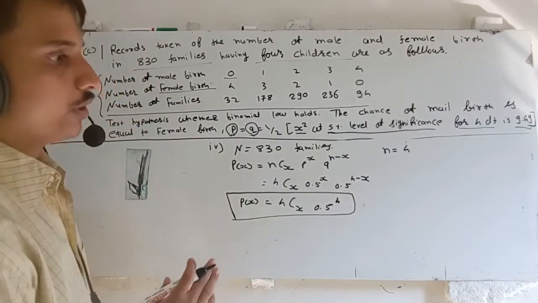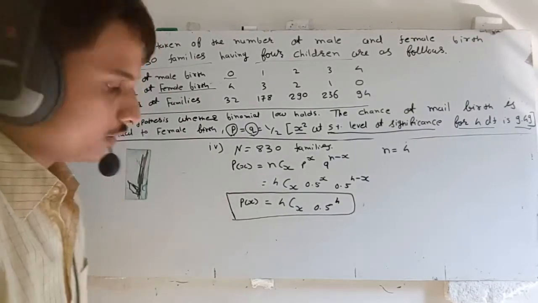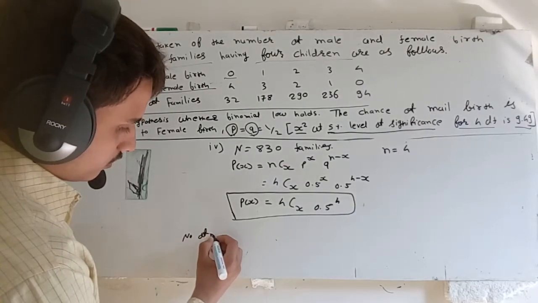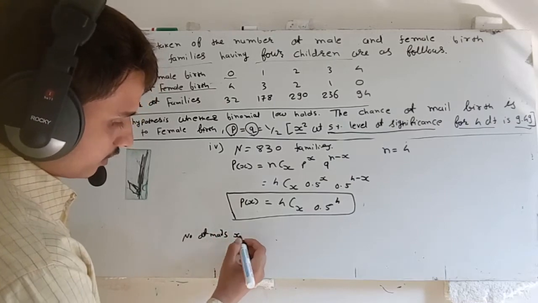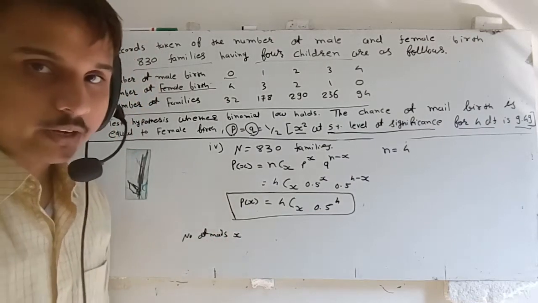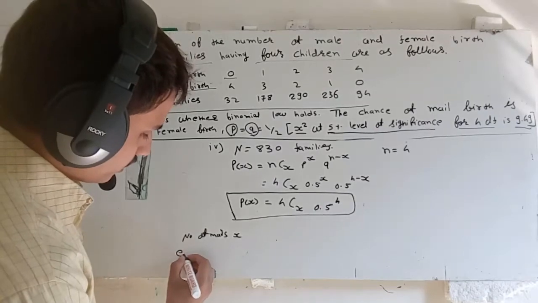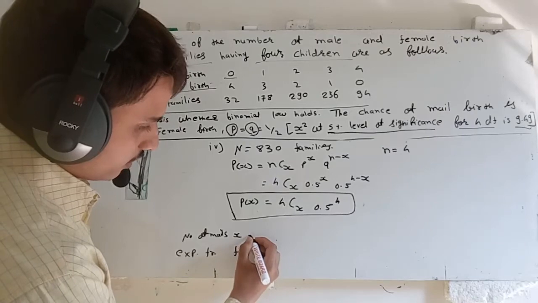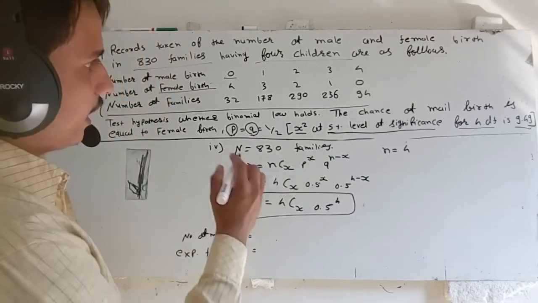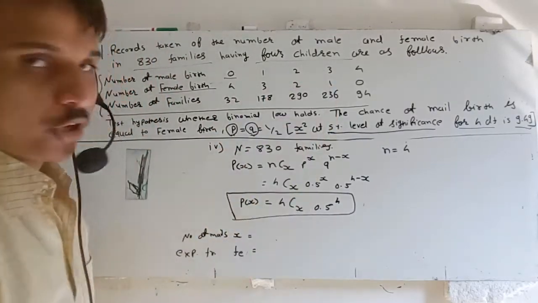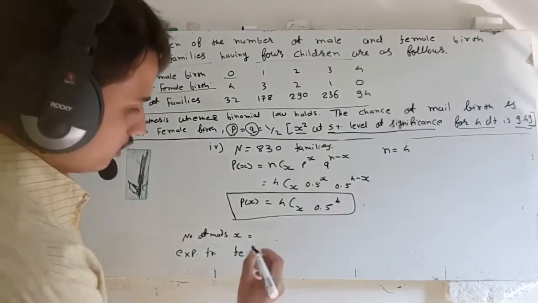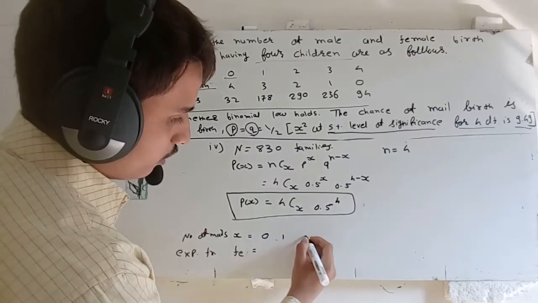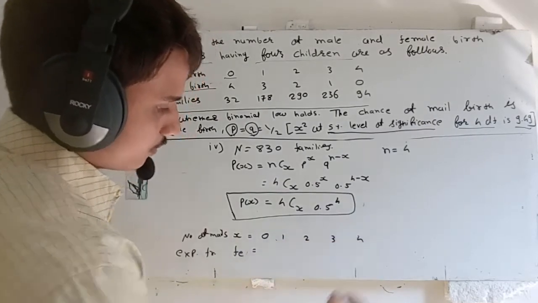Now after doing this calculation we have to construct 2 tables. In the first table, number of males, that is x, and expected frequency, that is Fe. Now we will write all the possibilities of number of males out of 4 children. So it is possible that no males at all, 1 male, 2 males, 3 and 4.